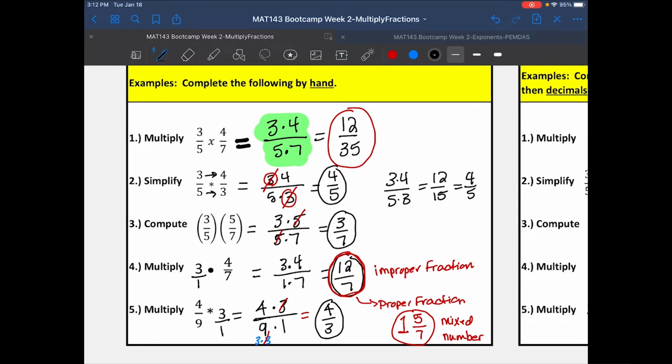All right, I'm going to be moving on to dividing fractions. Do we have any questions before moving forward? If so, you can raise your hand.